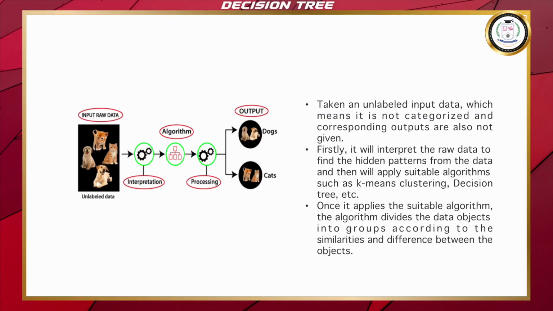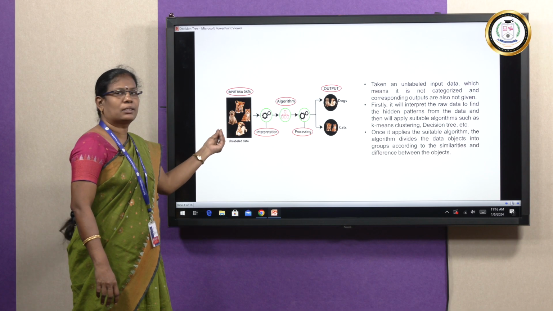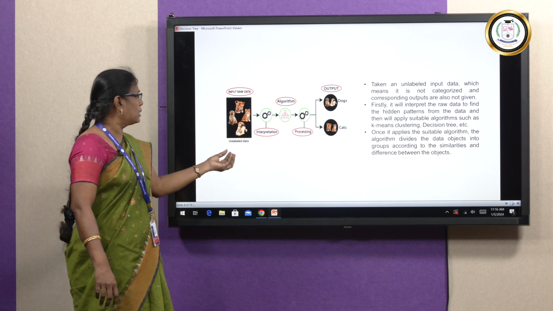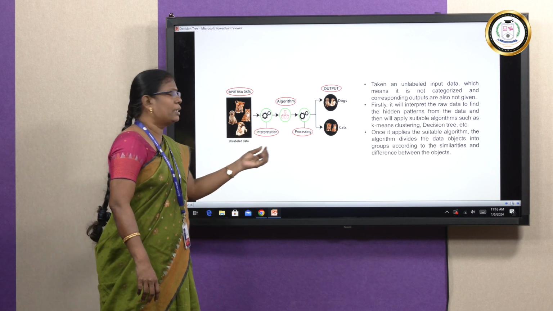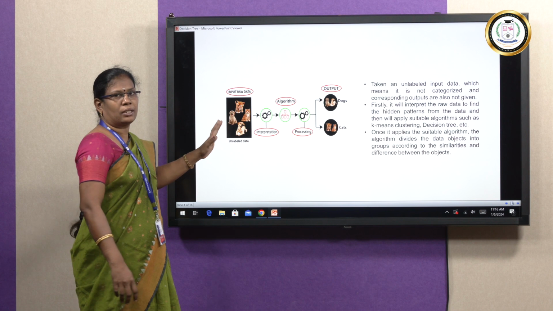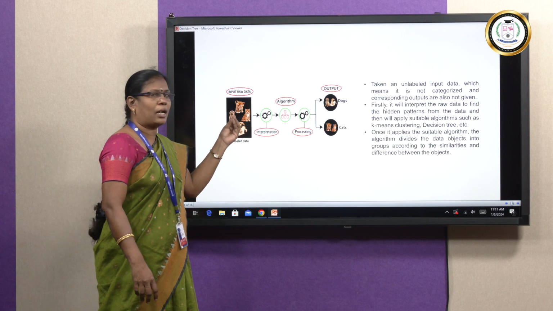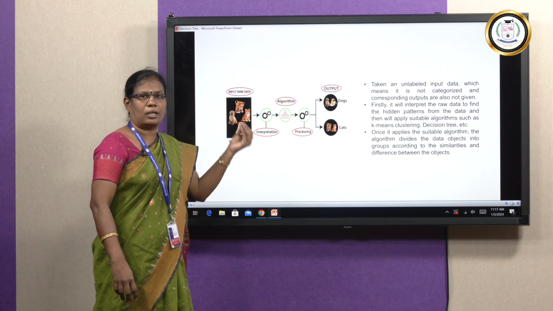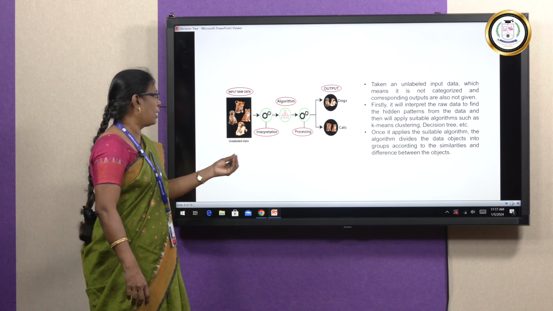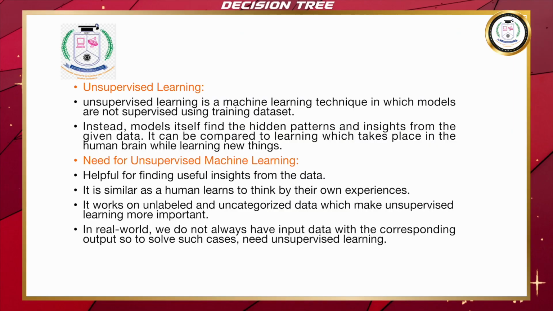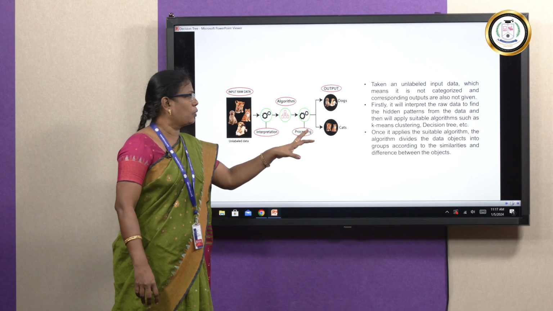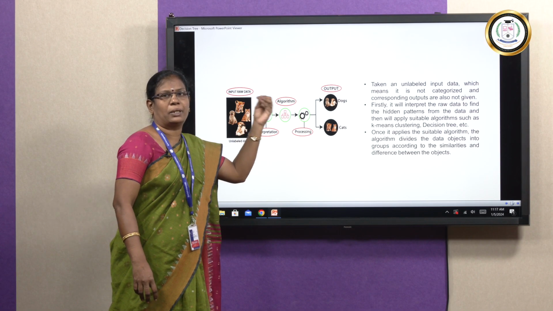Here we have one example: a raw input data set containing images of dogs and cats. First it should be interpreted with some features, such as whether the images have the same type of legs or other features, and with the help of suitable algorithms, it is classified into groups or clusters, whether it may be a cat or a dog.